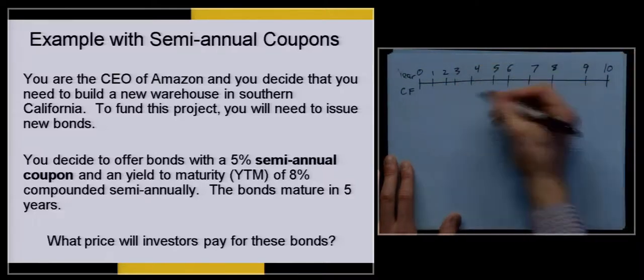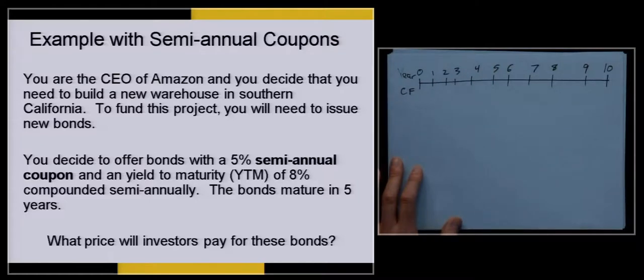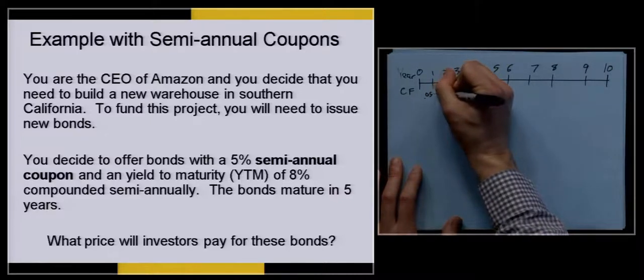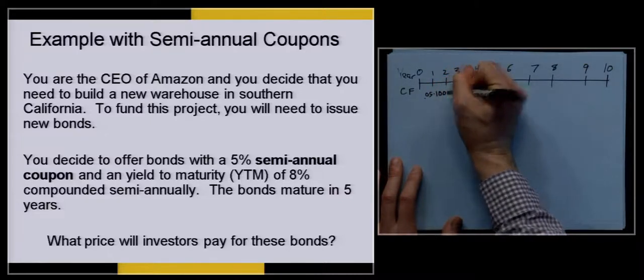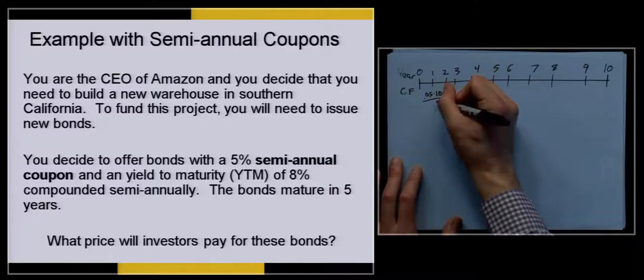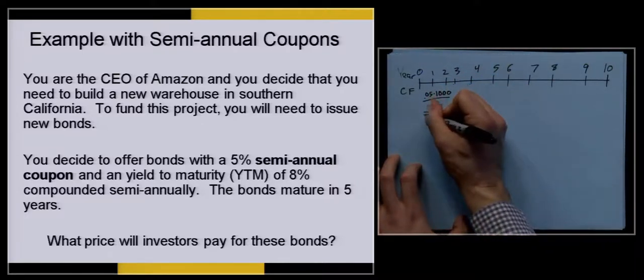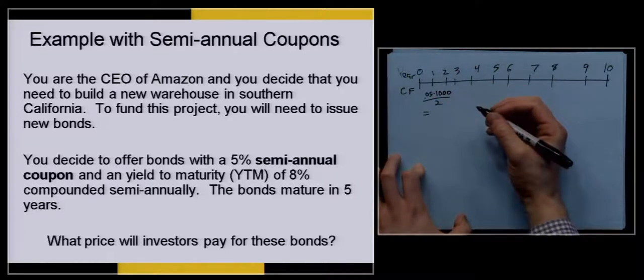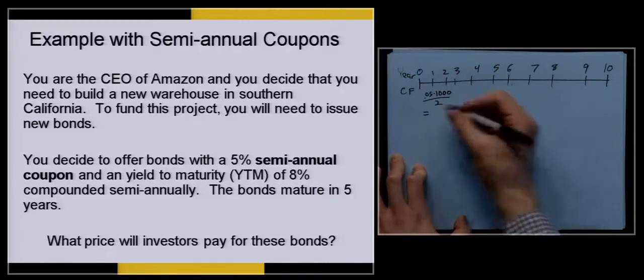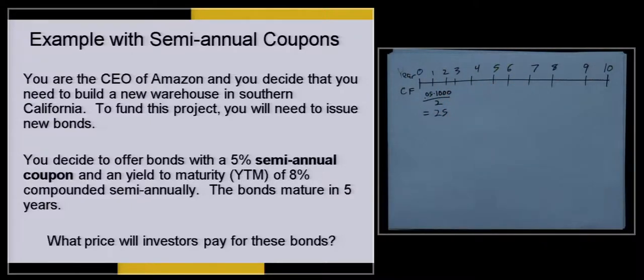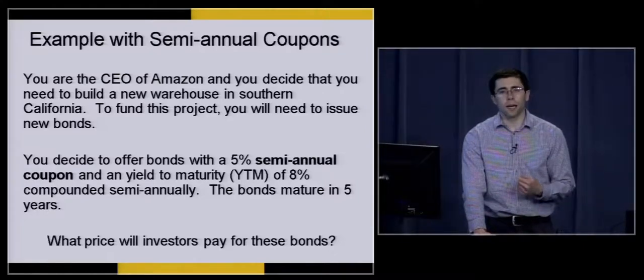And our coupon payments in each period are going to be calculated using the formula I gave you a few seconds ago. It's just our coupon rate, in this case it's 5%, times our face value, in this case it's 1,000, divided by the number of coupon payments we have per year, in this case 2. So our semi-annual coupon is actually going to be 25. And from our perspective as the CEO of Amazon, this coupon is actually going to be a cash outflow.